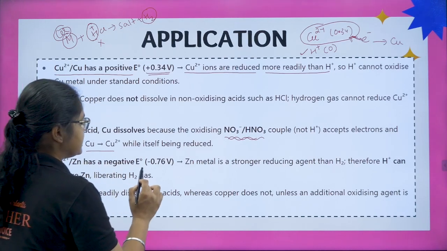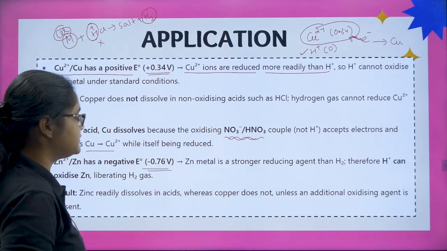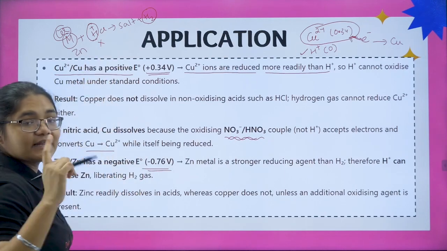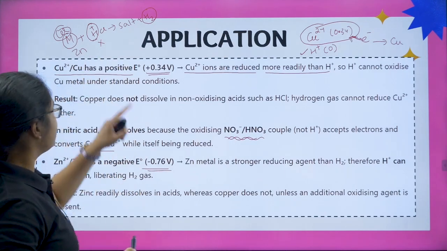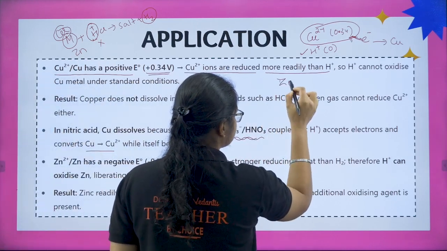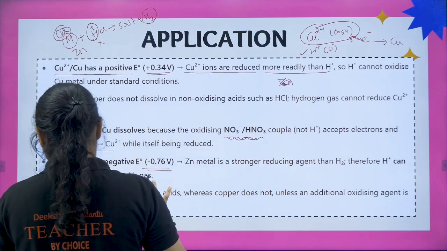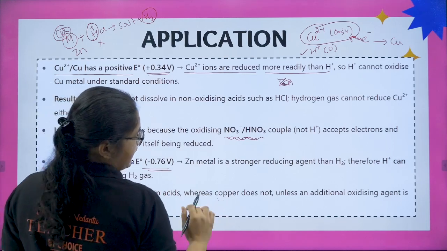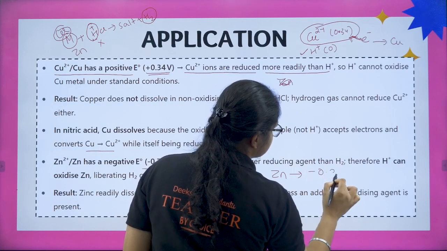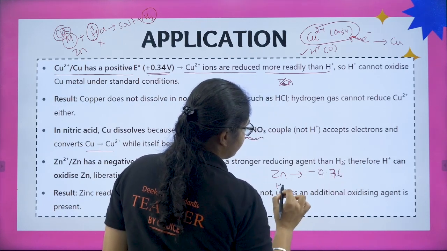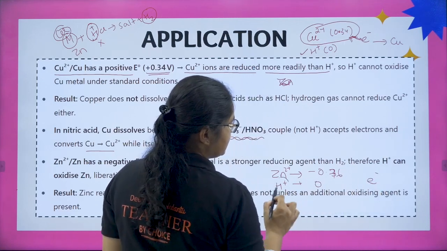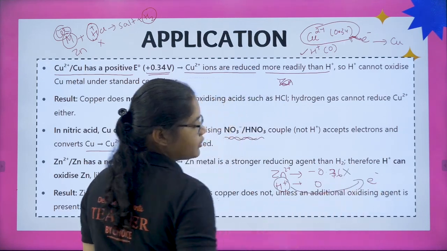Similarly, if you see zinc, zinc has a negative electrode potential. That means if Zn metal is taken, Zn has an oxidation potential, then H+ will have more reduction potential. So let me write here: Zn reduction potential is minus 0.76 and hydrogen reduction potential is 0. And I have an electron here. So definitely hydrogen will undergo reduction, Zn will not undergo reduction.